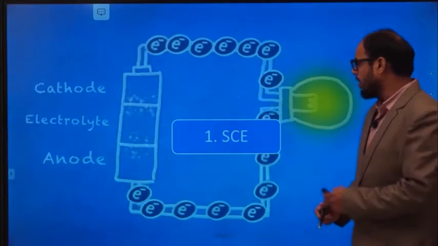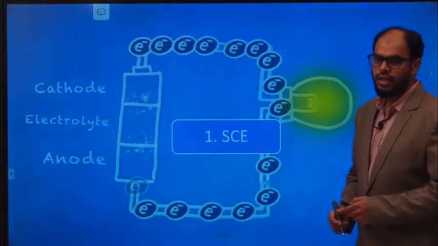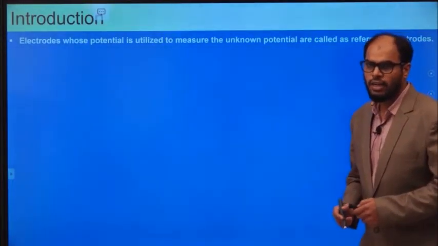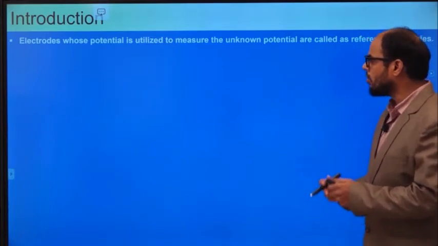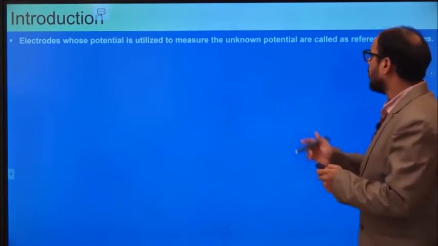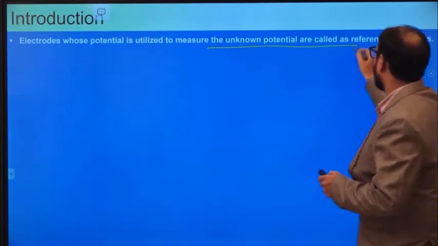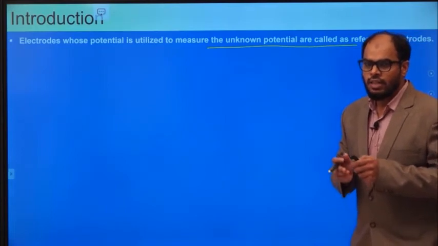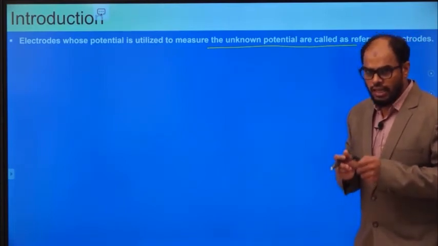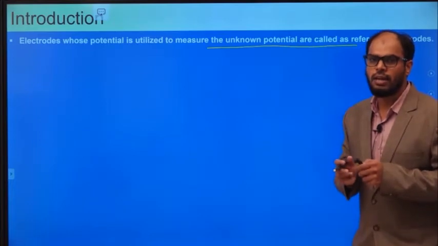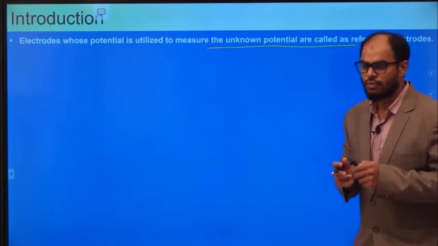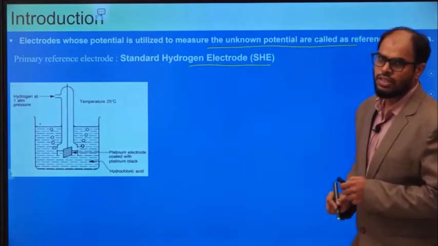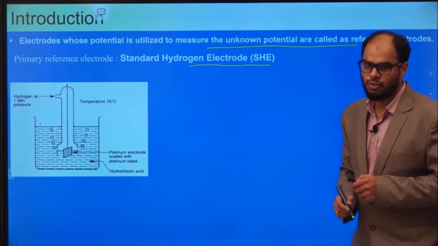Here we go. Coming to the first topic, that is the introduction of SCE, that is the saturated Calomel electrode. Before that, we have told that electrodes whose potential is utilized to measure or to find out the unknown potential are called reference electrodes. And we have taken in the previous session the SHE as a reference electrode. This is the SHE electrode whose electrode potential is taken as 0.0 volts.